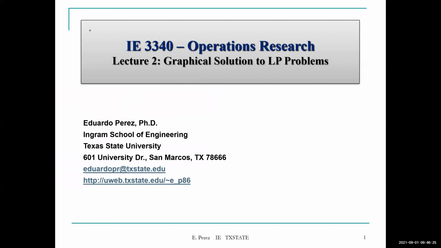Okay, so the title of this lecture is Graphical Solution to Linear Programming Problems. We are going to start by formulating the most basic type of linear programming models in this lecture. Those are linear programming models that have only two decision variables. What that means is that you are only making two decisions in that problem, or you're trying to solve for two unknowns.